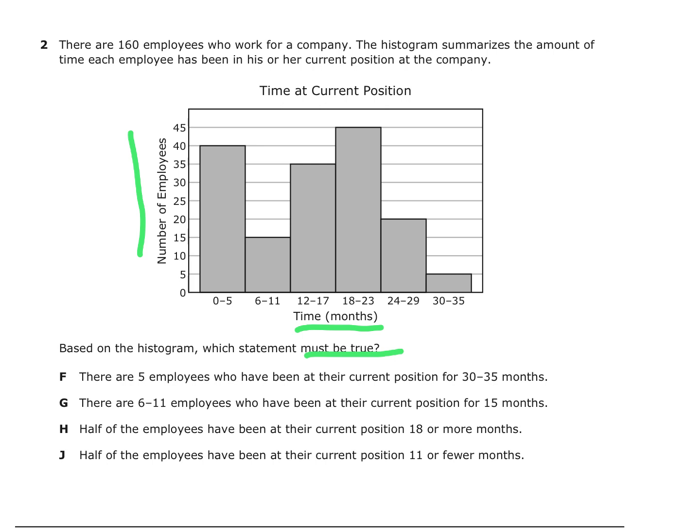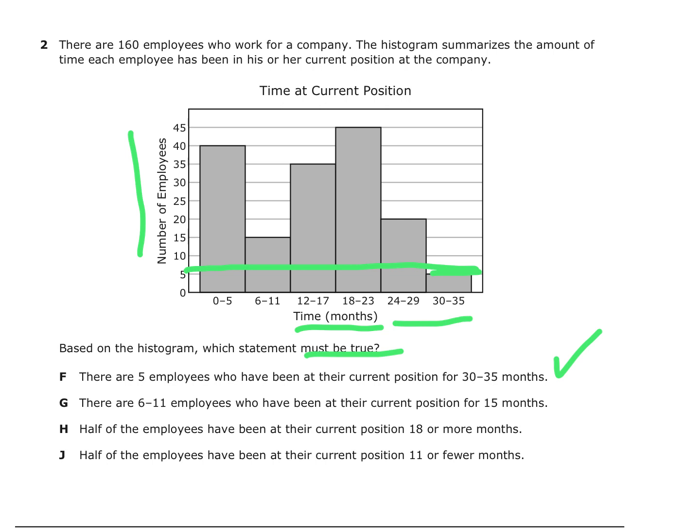For answer F, there are 5 employees. Over here is the number of employees. There are 5 employees who have been at their current position for 30 to 35 months. If we take this 5 and go all the way across, you see right here that you have 30 to 35. So that sounds right. That is true, isn't it? 5 employees, and they've been there for 30 to 35 months. This is the time in months. So this looks like that is correct. Now, to be fair, let's take a look at the other answers.